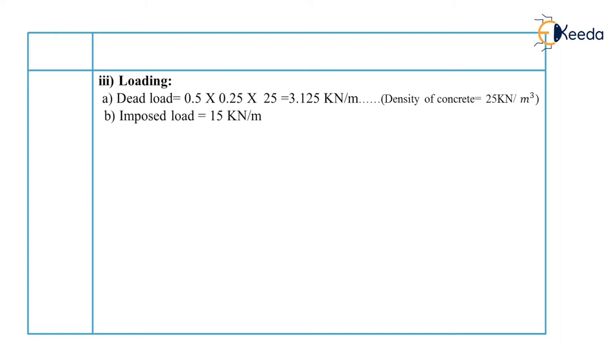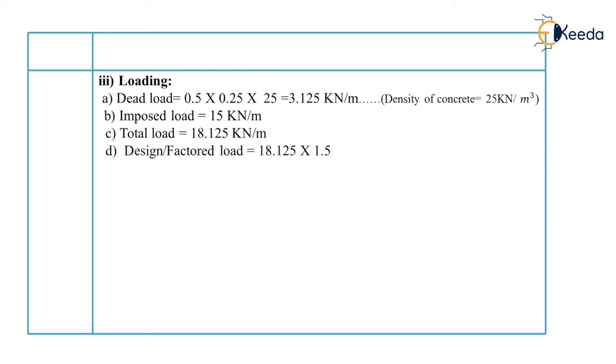Imposed load is given in the problem itself, that is 15 kN per meter, and by adding dead load and imposed load, our total load will be 18.125 kN per meter. Okay, now we will multiply that total load by partial safety factor of 1.5. So our design factored load will be equal to 27.2 kN per meter.